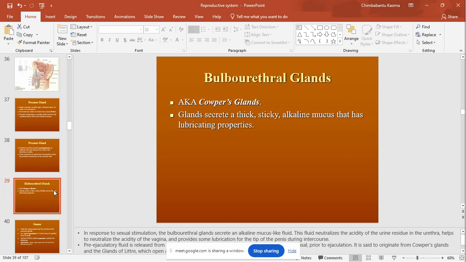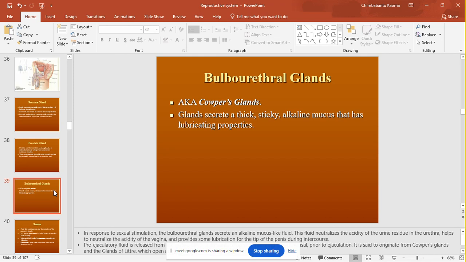So another important gland which contributes to the final volume of the ejaculate is what is known as the bulbourethral gland or Cowper's gland. So this one, like the seminal vesicle, produces an alkaline mucus fluid. And obviously, we did already say that this one is important in helping to neutralize the acid in the vagina, but also the acidic secretion from the prostate.